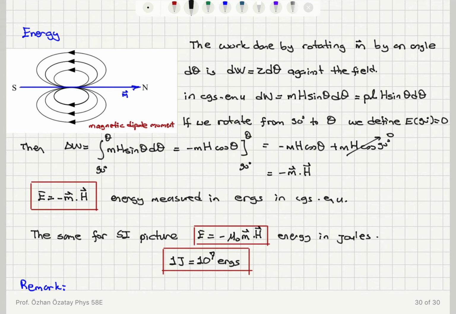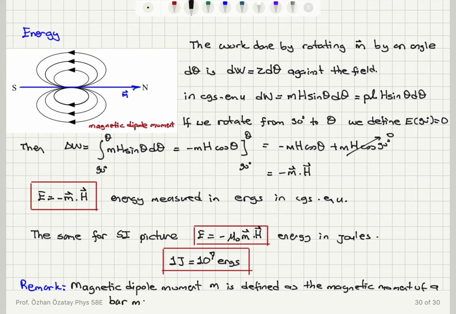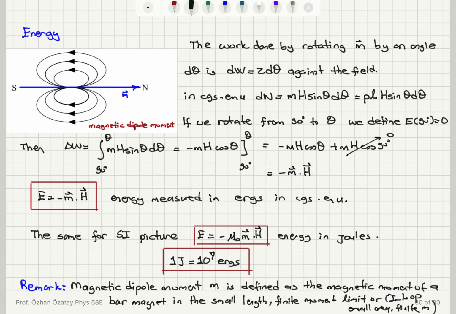Magnetic dipole moment m is defined as the magnetic moment of a bar magnet in the small length, finite moment limit, or for a current loop in the SI picture, small area, finite moment limit. So it's the same thing.